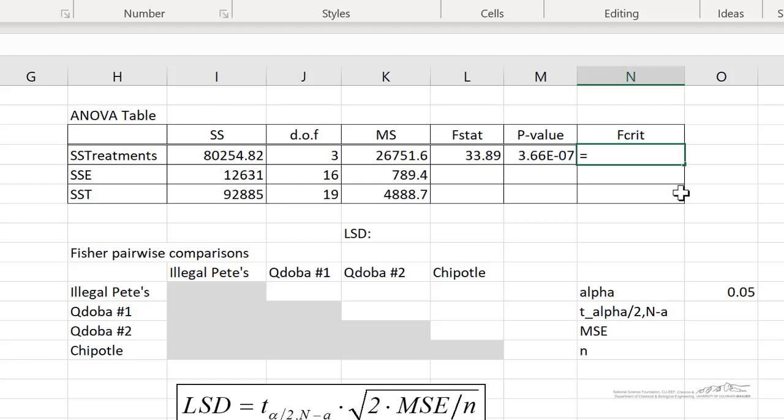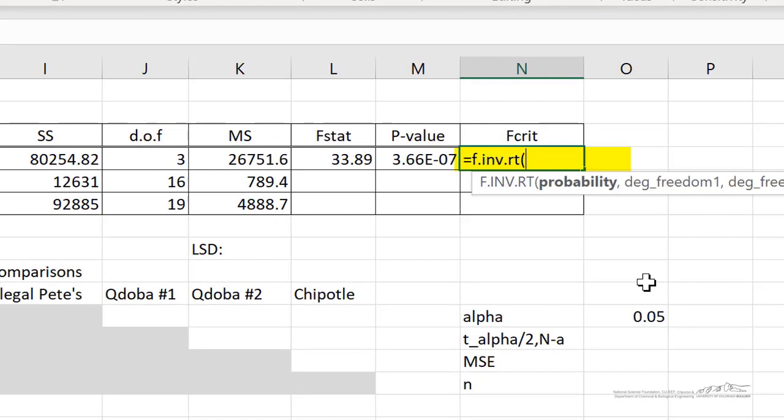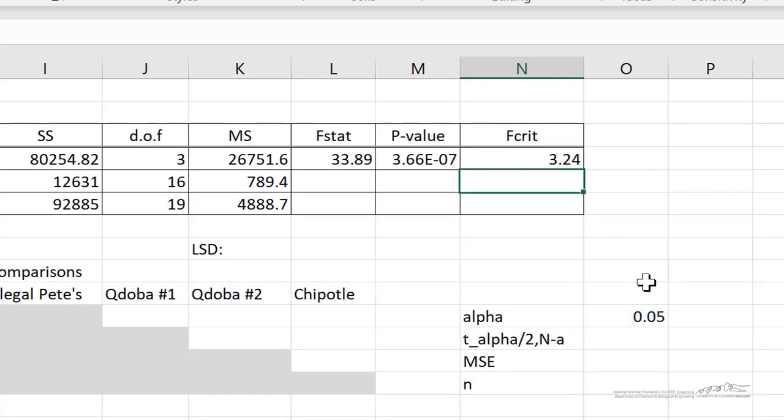And just to finish this, let's calculate a critical value that we would have to exceed in order to accept the alternate hypothesis. Sometimes you'll see this F critical presented in the ANOVA table, sometimes you don't. F.INV.RT, the probability is alpha. We have A minus 1 numerator degrees of freedom, big N minus A denominator degrees of freedom. So that's 3.24, and we're up at 33.89. So just to finish off the ANOVA table, let's put in that F crit.